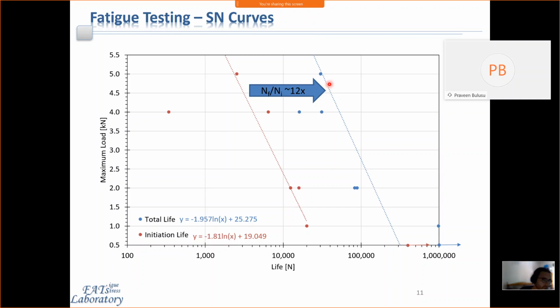So when we're targeting an initiation life of the ones that were requested in the cycle regimes, the total life is sometimes a run out test. We did have a few runouts here, at 0.5 kilonewtons of maximum load. However, we did have one failure at 1 kilonewton of maximum load, where the final failure was at 984,000. So we do have some good resolution at the very end of, let's say, the domain of infinite life. So that's good. In the runout regime, we're characterizing that well.